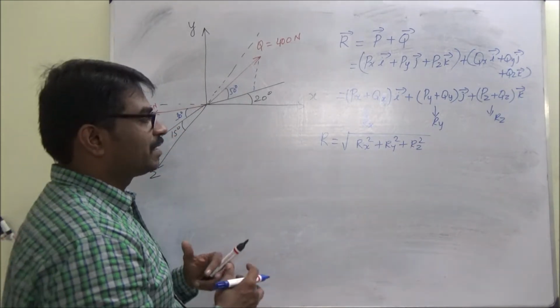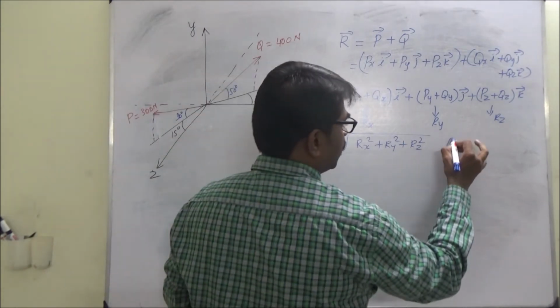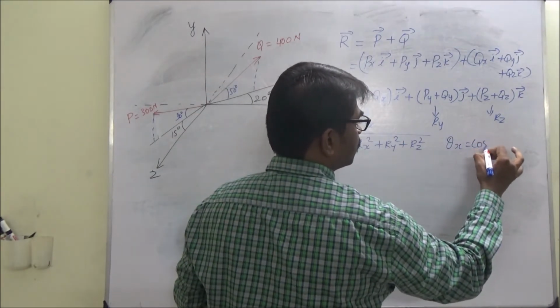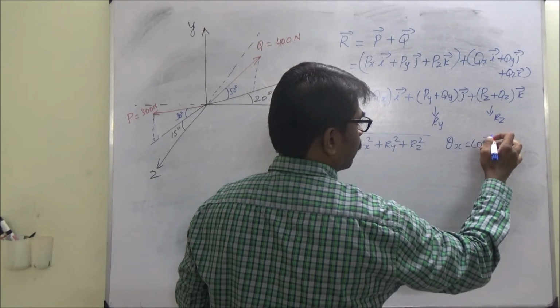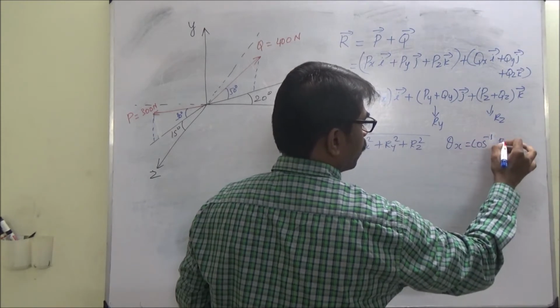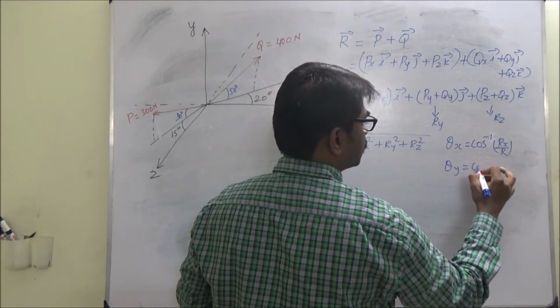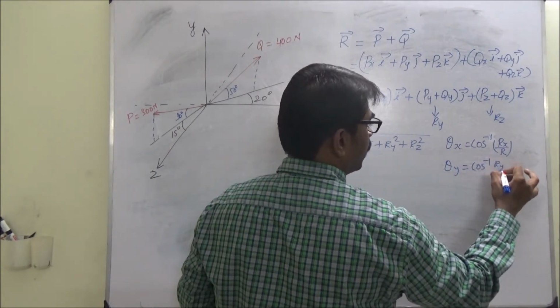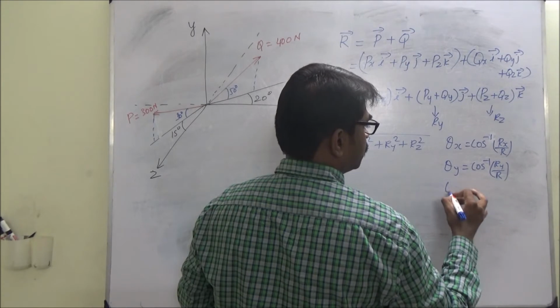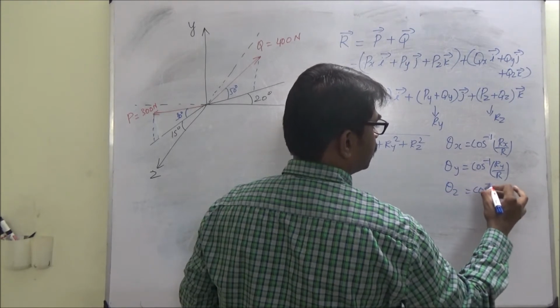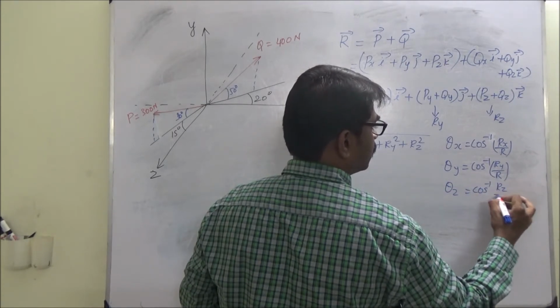The inclination, how will you find out? Theta x is cos inverse Rx by R, theta y equal to cos inverse Ry by R, theta z equal to cos inverse Rz by R.